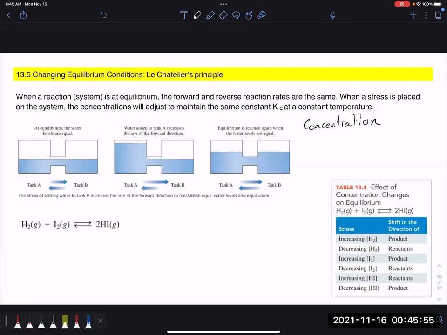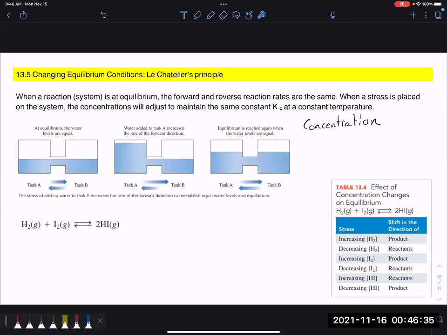So for this reaction here, we have hydrogen reacting with iodine to form hydroiodic acid. If we add more hydrogen to this reaction, then this reaction will shift to the right, towards the products. And if we add more hydroiodic acid to this reaction equilibrium, then it'll shift back towards the left.